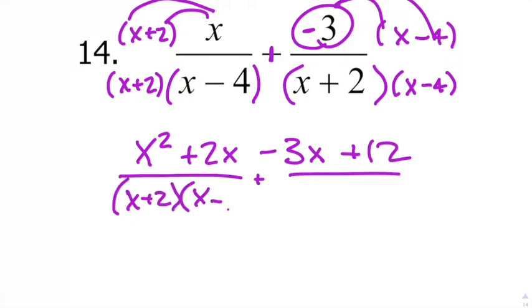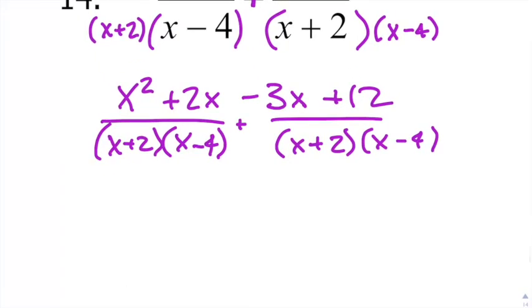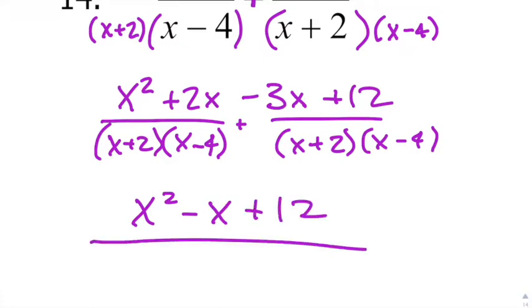So anyways, once we do all that there, I'm going to combine my numerators and see if anything combines. The 3x and the 2x and -3x combine up. That'll be x squared minus x, and then plus 12, all up there in the numerator. And then down in the denominator, we're just going to write x plus 2 and x minus 4 once.